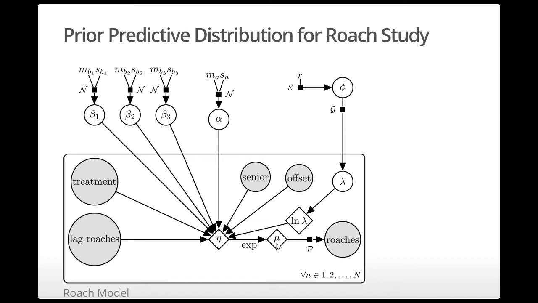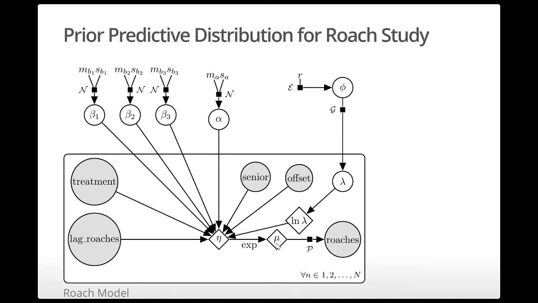So who has thoughts about priors? Well, for the intercept, you can't really go below 0 because you can't have negative roaches, I guess. That's true. You cannot have negative roaches. However, you can have negative eta. So if eta was like negative 2, e to the negative 2 would still be a positive number.